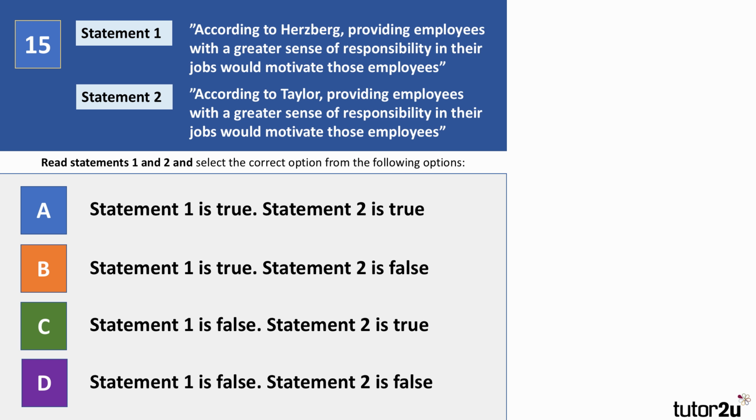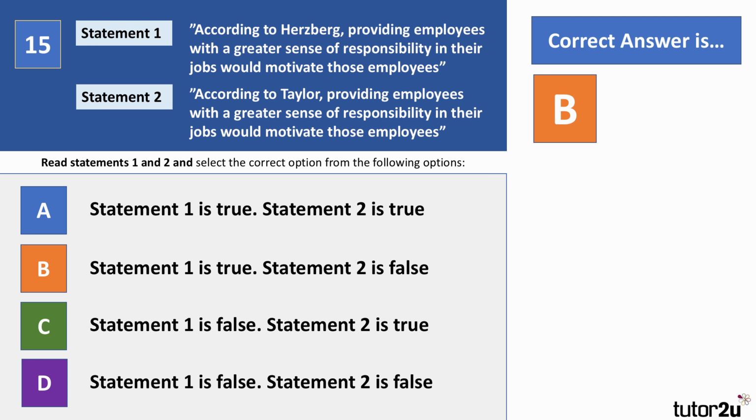Taylor, he was from a different school, wasn't he? The scientific school. His view was that it's all about pay. It's all about paying people what they produce. Wasn't a big fan of giving employees greater responsibility. So no, he didn't agree with that. So statement 2 is false. Therefore, the answer is B.